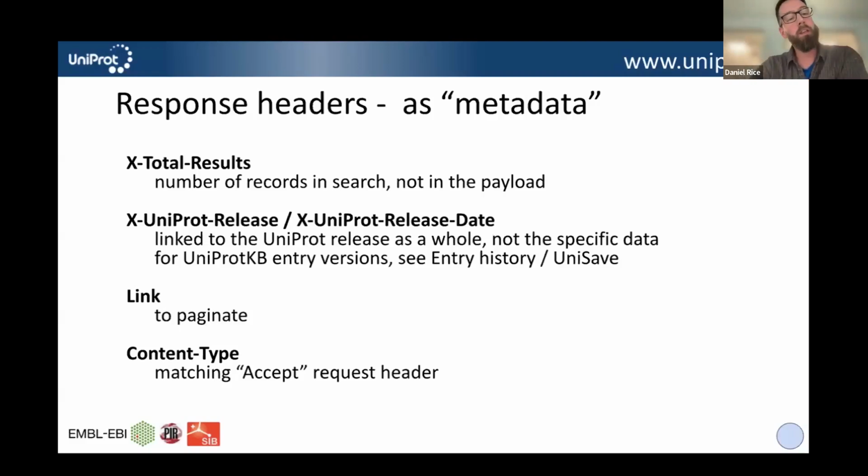And then we also have the X UniProt release and release date headers. And this is indicating which current release of UniProt you're accessing. So we have a release every 6 to 8 weeks. And this will just tell you where you currently are. And it's not particular to UniProt KB. It's for the whole of the UniProt.